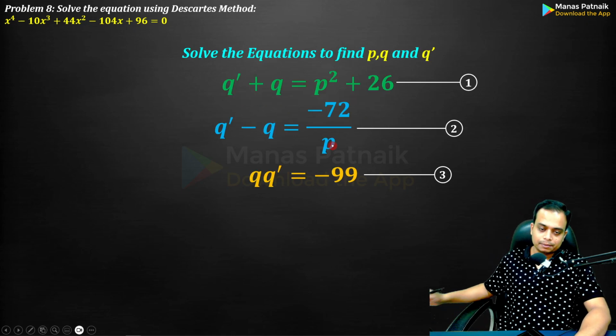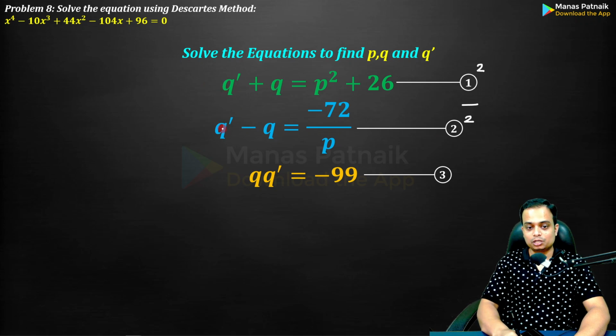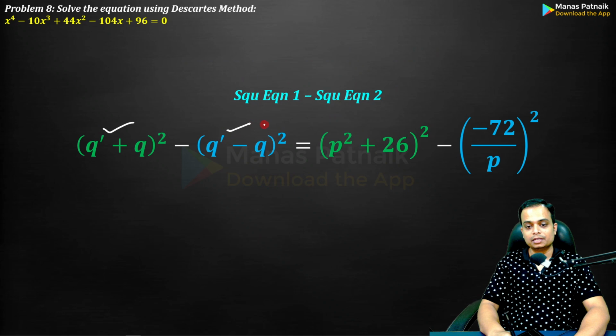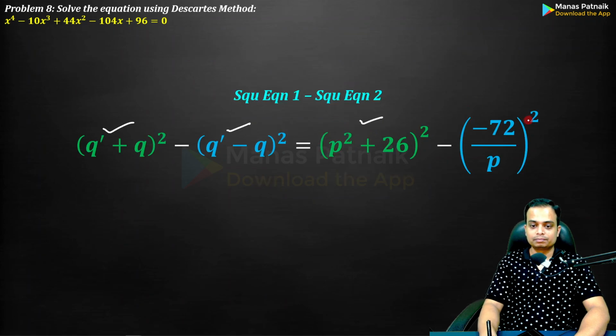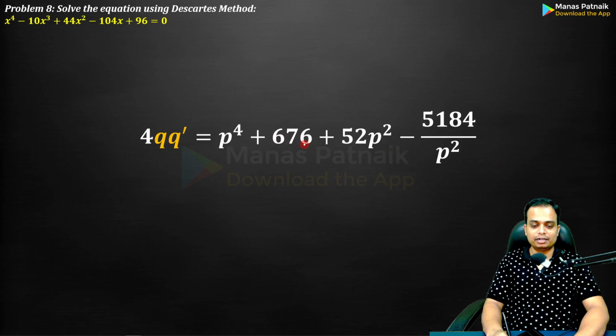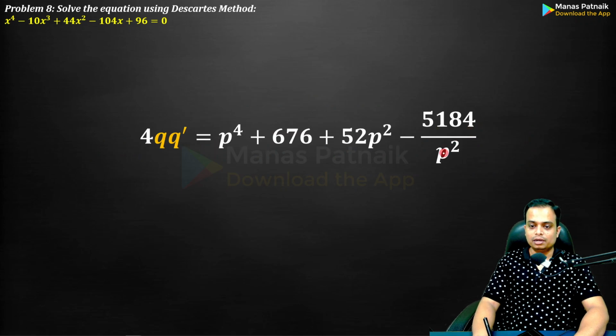Done. What's next? Sir, we are going to square equation 1 minus square equation 2. That's what we are going to do. q dash plus q whole square minus q dash minus q whole square. You can see these things. Secondly, p square plus 26 square minus 72 by p and its square. So this is going to be very simple. You know this. This is going to be 4qq dash. Secondly, p power 4, and 26 square is 676. Then 2 into 26 into p square will be 52 p square. Similarly, 72 and its square will be 5184, divided by p square.